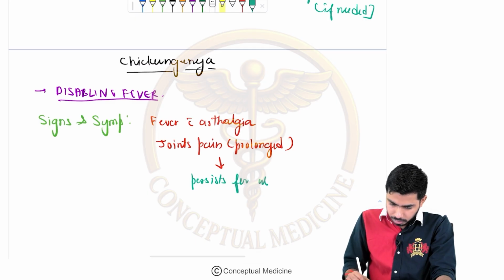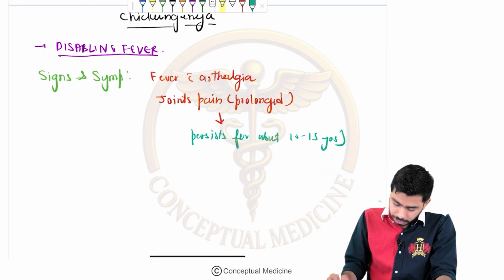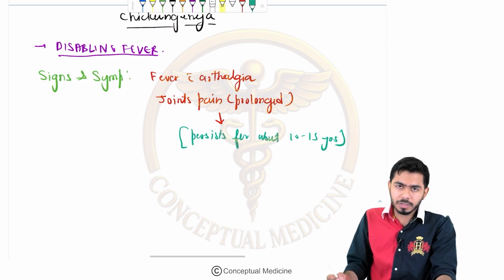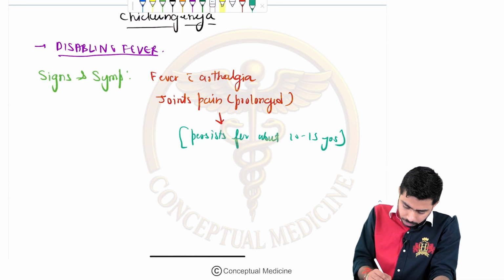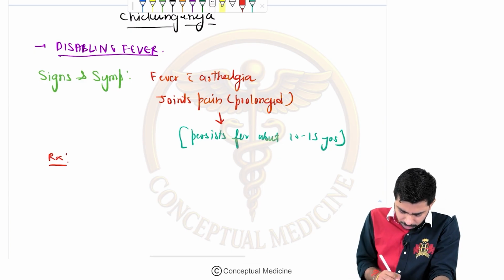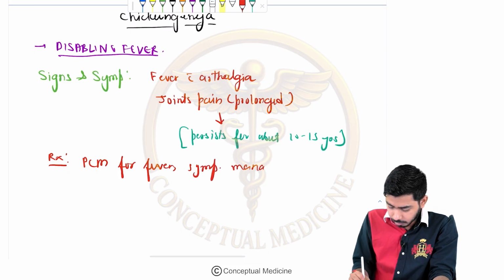They might persist for about 10 to 15 years in some cases. Otherwise, in some cases it might persist from months to years, right? So that is the thing over here. If we talk about the treatment over here, it is symptomatic management. You shall be giving PCM for the fever component, right? And the rest of the symptomatic management will be done.